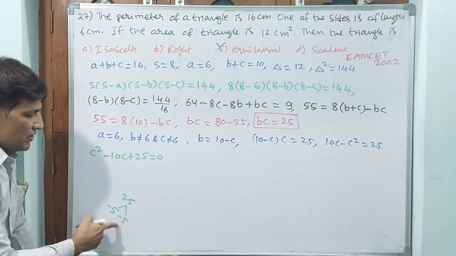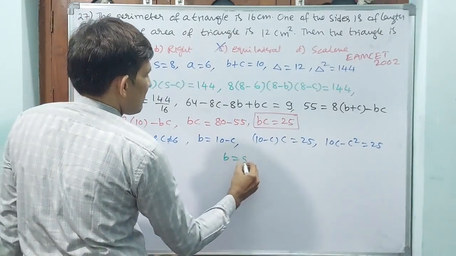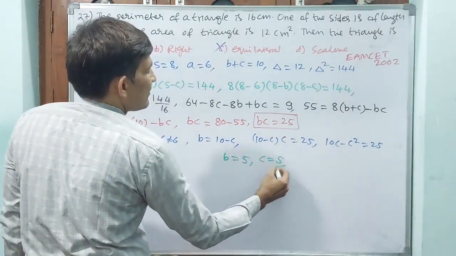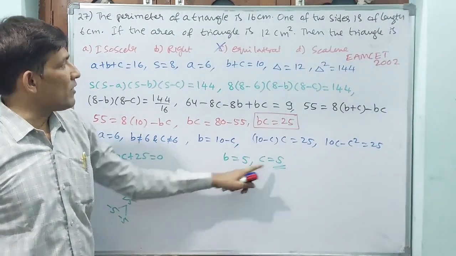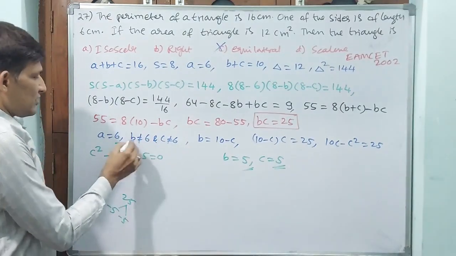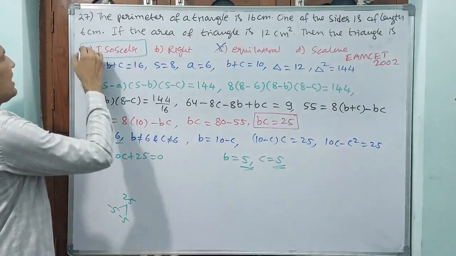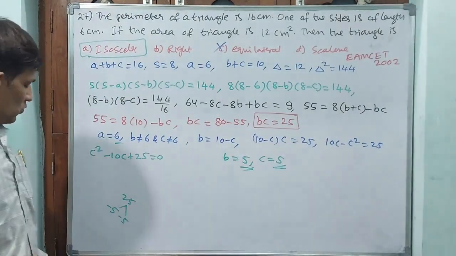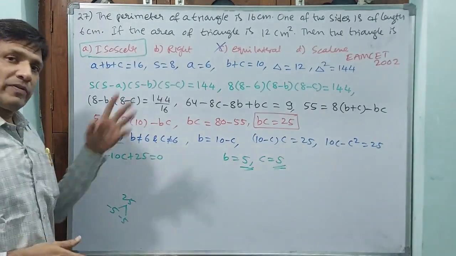That means both b and c values are 5, 5. See, 5 into 5 is 25, 5 plus 5 is 10. It matches. That means one side is 6, remaining two are 5, 5, which means an isosceles triangle. Why? Two sides are equal, so it is an isosceles triangle. Let us go for the next question.